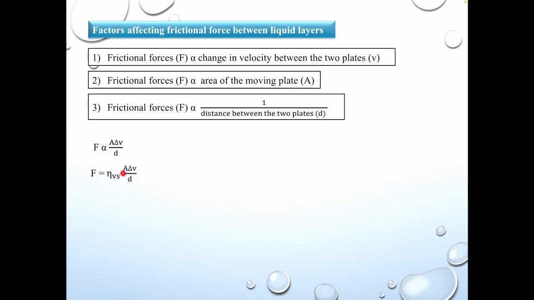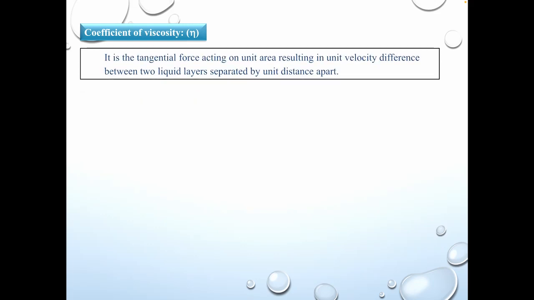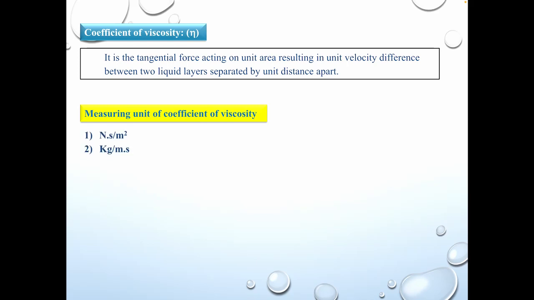The proportional sign can be replaced by an equal sign and a constant, eta, which is called the coefficient of viscosity. Eta, the coefficient of viscosity, equals F d over A delta v. The coefficient of viscosity eta is the tangential force acting on unit area, resulting in unit velocity difference between two liquid layers separated by unit distance apart. Measuring unit of coefficient of viscosity: newton second per meter square, kilogram per meter second, and joule second per cubic meter.